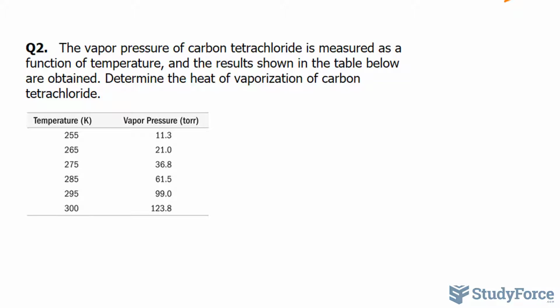Determine the heat of vaporization of carbon tetrachloride. So using the exact same steps as before, what we have to do is take the inverse of each of these numbers and take the natural logarithm of each of these and plot it on an xy plane. So this is your independent variable x, and this is your dependent variable y. You can use Excel to do this, and unlike in question number 1, I'll actually show you how to use Excel to do this.